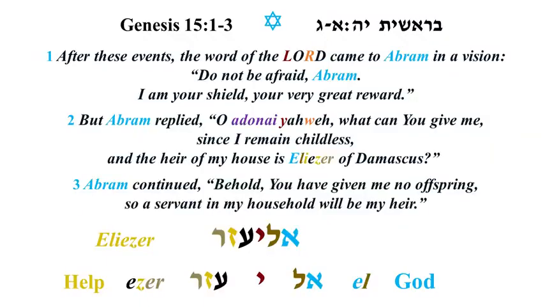Genesis 15, verses 1, 2, and 3. It says, after these events, the word of Yahweh came to Abram in a vision. Do not be afraid, Abram. I am your shield, your very great reward. But Abram replied, O Adonai Yahweh, what can you give me since I remain childless? And the heir of my house is Eliezer of Damascus. Abram continued, behold, you have given me no offspring. So a servant in my household will be my heir.